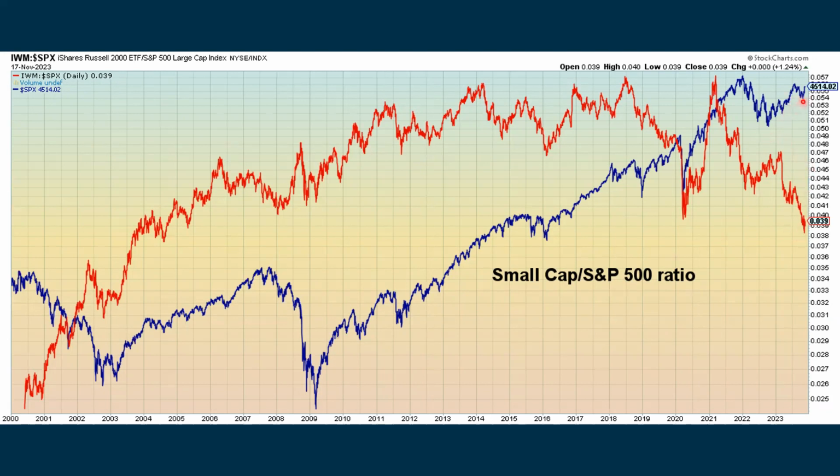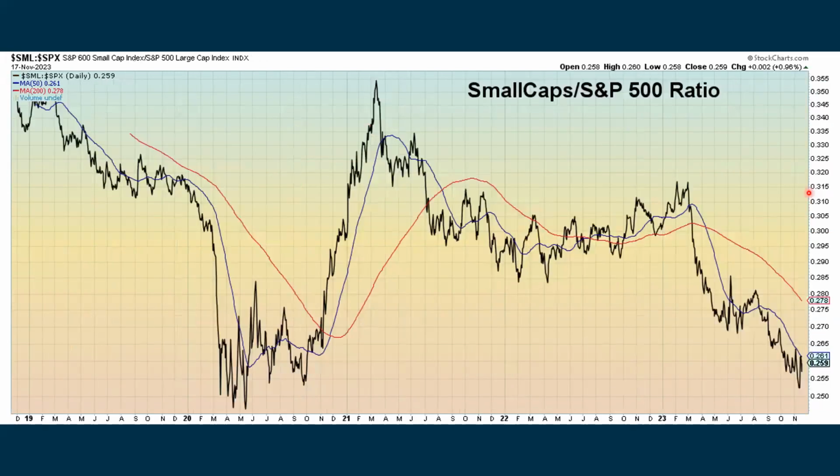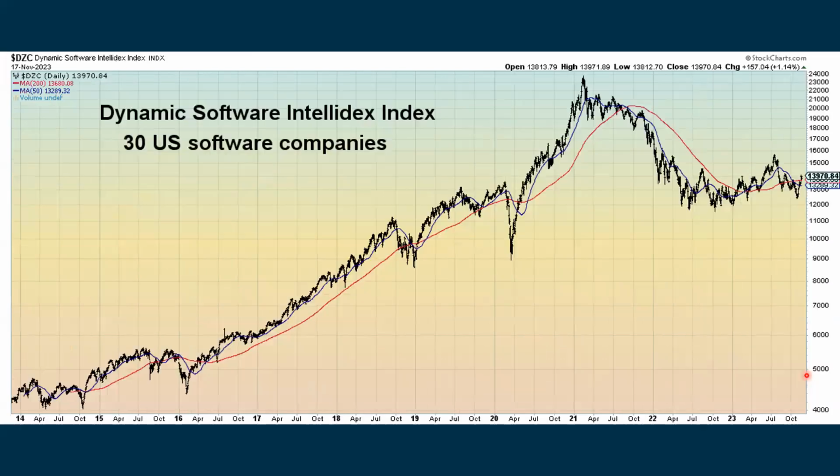Now, it can still go up without small caps, but it just means that the bigger companies are probably really providing any upside potential. For a broad market participation, we want to see this going up and see the small caps actually involved or included in any higher prices. Then we look at another ratio where it's showing that the small caps continue to underperform the S&P.